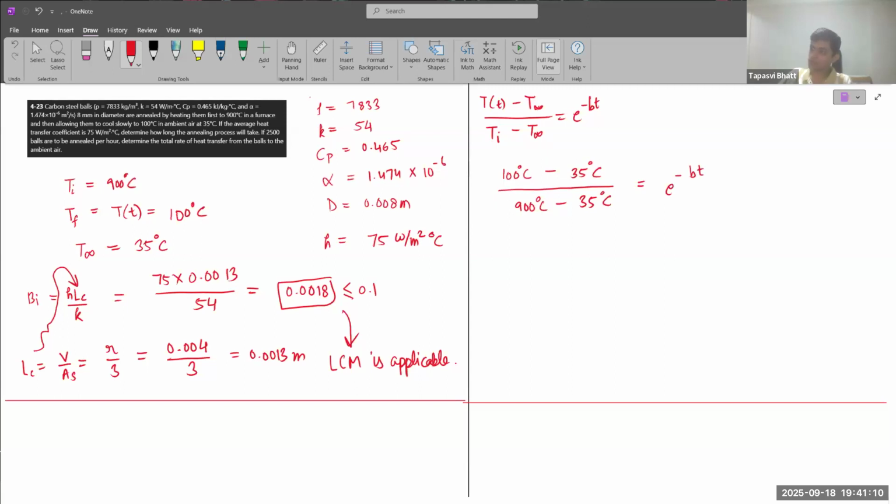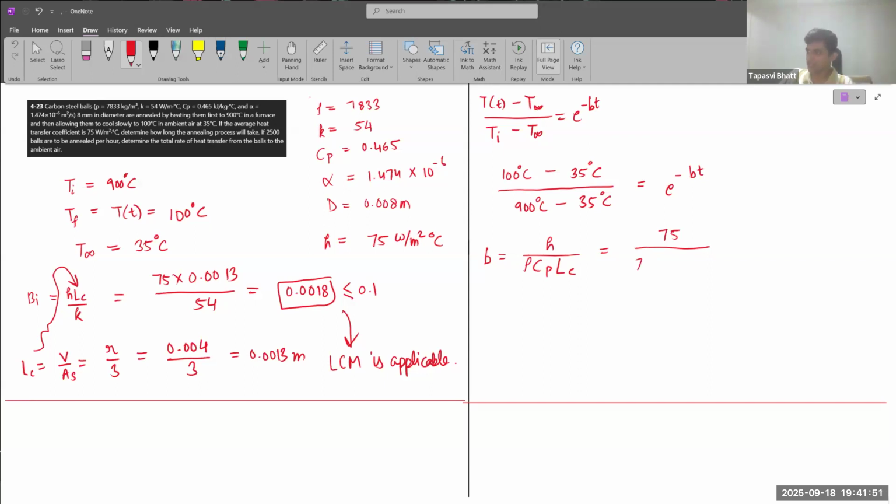What is b? How do we calculate b? No, this is the time constant, which is h over rho cp Lc, right? Which is 75 over... I just got the confirmation. Never mind. Sorry, I get a bit distracted sometimes because my internet was not working and I'm using my mobile data, so I have to look at my phone again and again. Sorry about that. 75 over density.